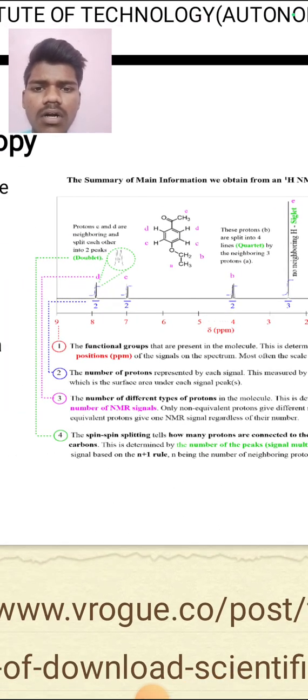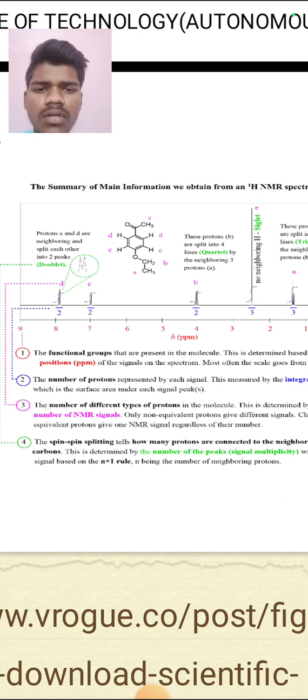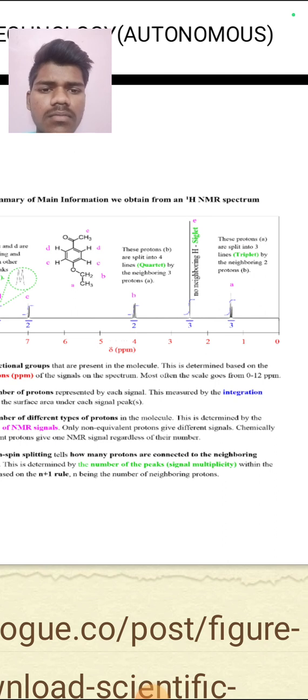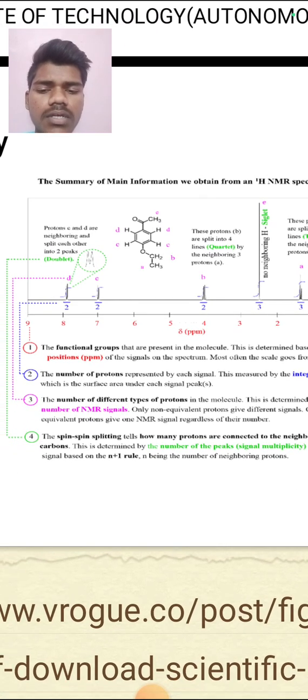Protons C and D are neighboring and split each other into two peaks. These protons B are split into four lines by the neighboring three protons A. These protons A are split into three lines, a triplet, by the neighboring two protons B.